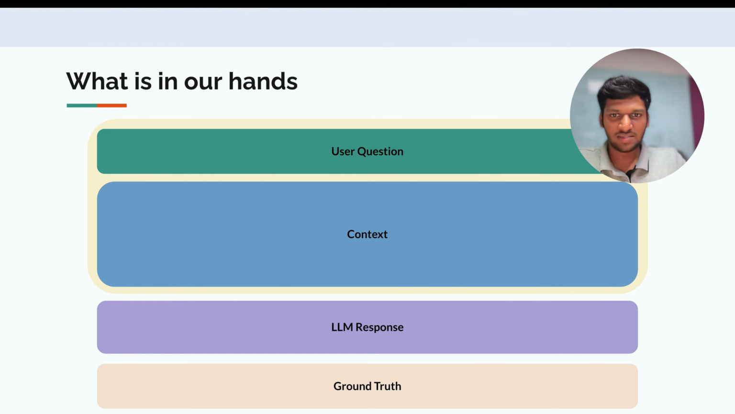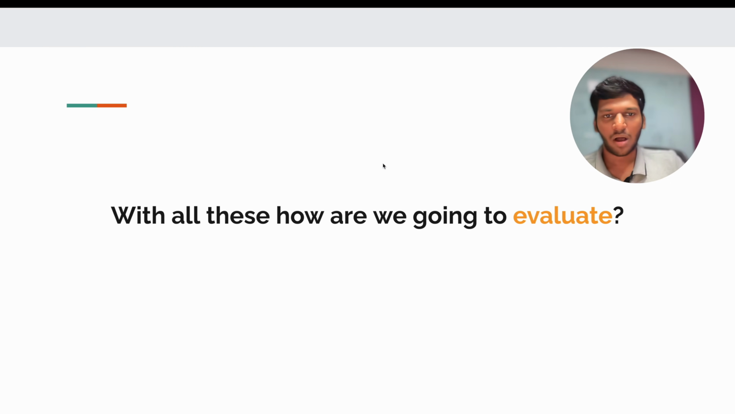First is the user question, second is the context from the vector database, third is the LLM response, fourth is the ground truth. The user query is the input, and the context is from the vector database as the user query hits the vector database. The LLM response is what it generated by seeing both the user query and the context. Ground truth is the actual answer to the user question. With all these, how are we going to evaluate?